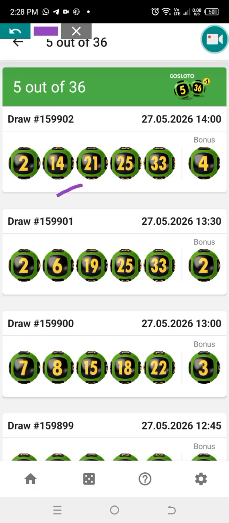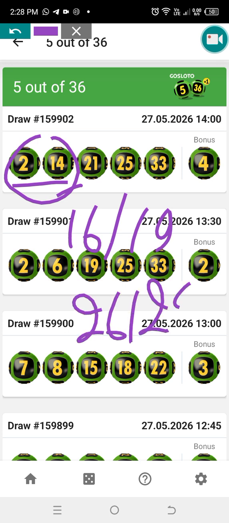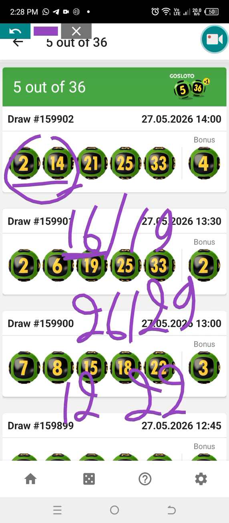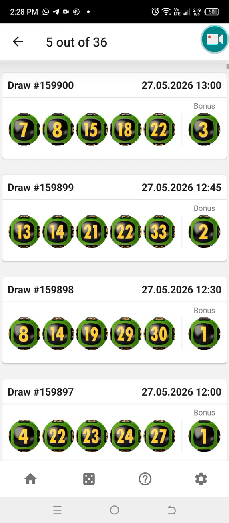Let's go. For the others, we have 16 or 19. Then 26 or 29, because we're going to add 10 here. If you do minus, it's 12, adding 10 is 22. So these are the numbers for the next row. Let's move again. So the first method is done.